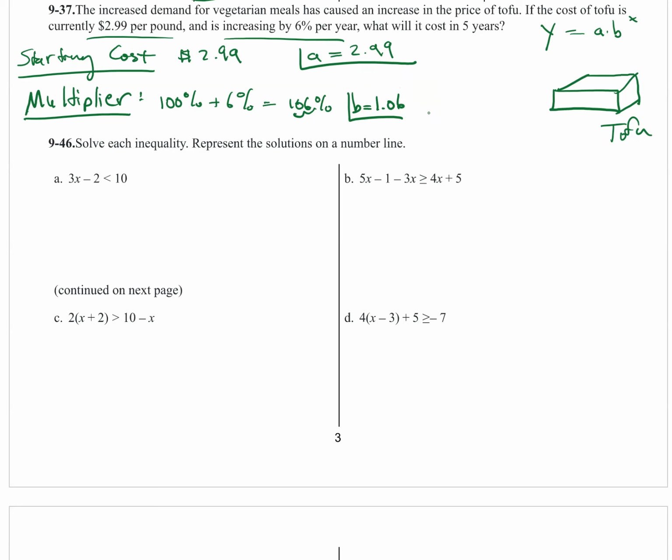Okay, so I'll leave it up to you. Make the equation, then plug in 5. So recall here with my equation, I should define this. y can be equal to cost of tofu. And then x can be equal to number of years passed. So you're going to plug in 5 in for x, because x is representing the number of years.